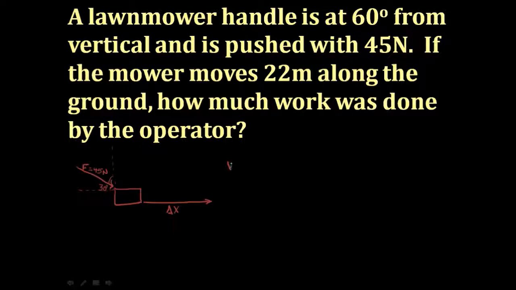So using our formula then, work would be force, 45, times displacement, 22, times the cosine of the angle between them, 30 degrees. And you know what? I think I'm going to trust you folks to go ahead and do the computation there. I would advise you to check your calculator and make sure that it's in degree mode and not radian mode. And that's it.